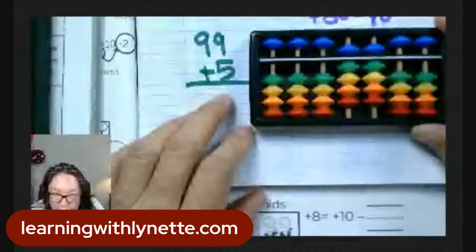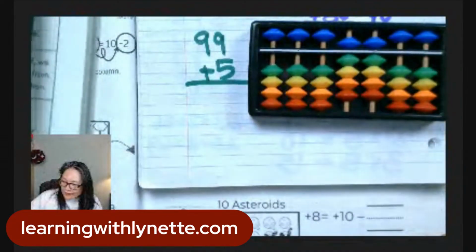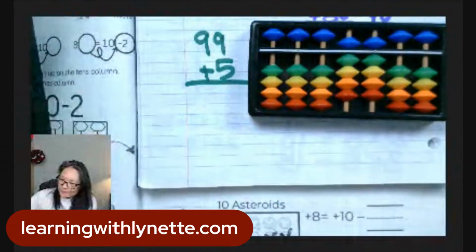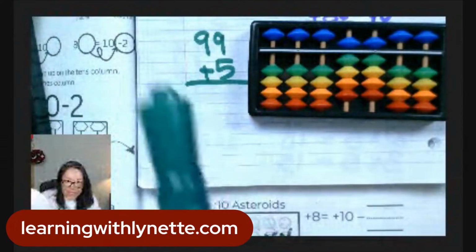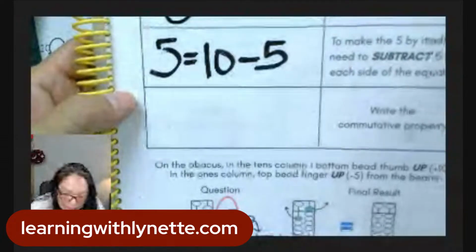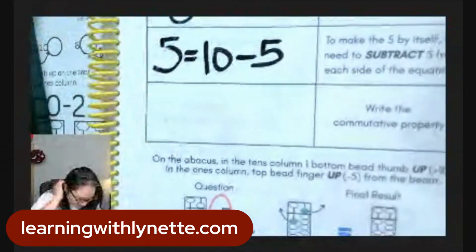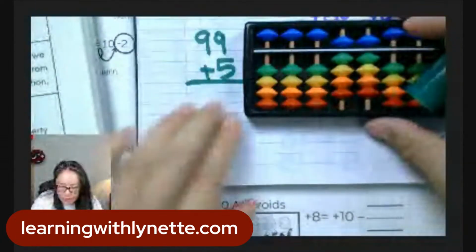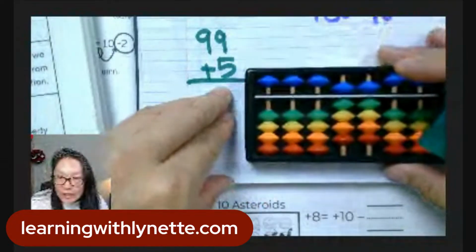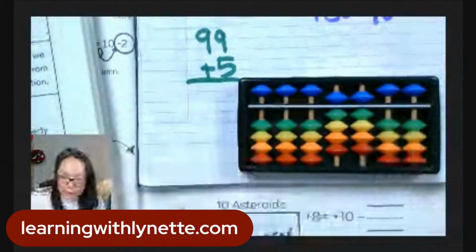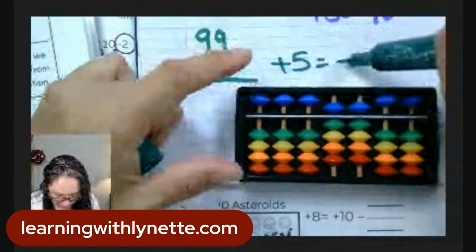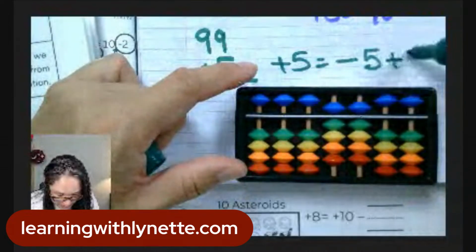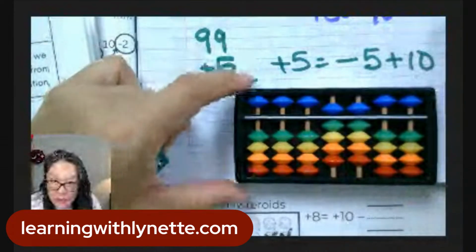When we add the 5, do we remember how to add the 5? How do we add the 5? How many ways can I add the 5? Right? Plus the 5 is equal to plus the 10 minus the 5. I'll rewrite the formula. This is something we're going to have to memorize. Plus 5 is equal to minus the 5 plus 10. That's what we're going to do.